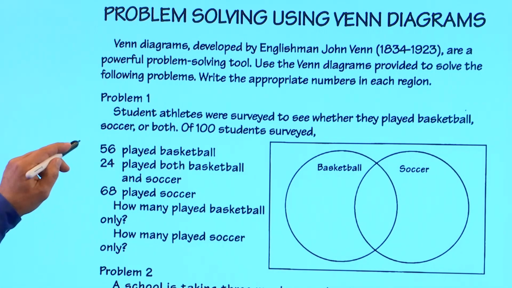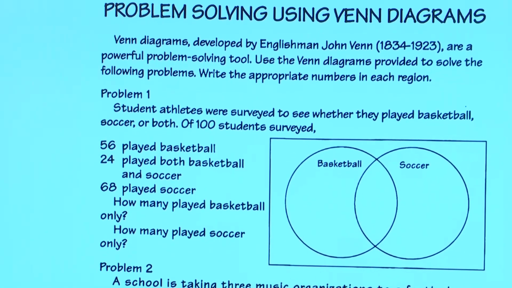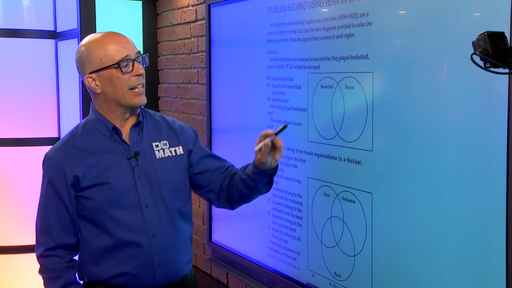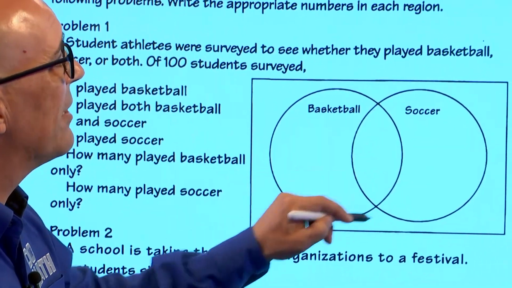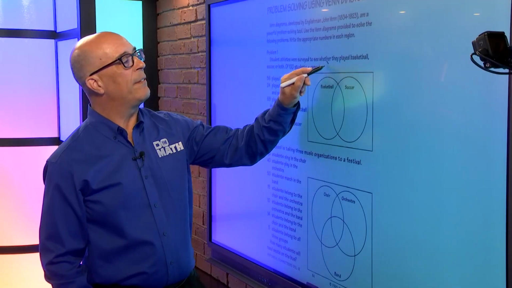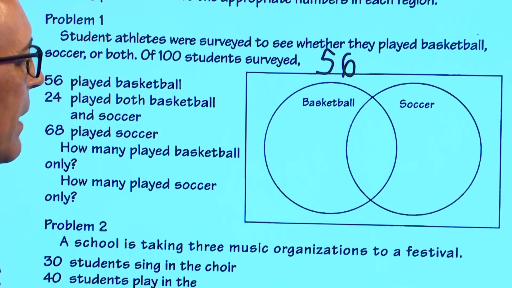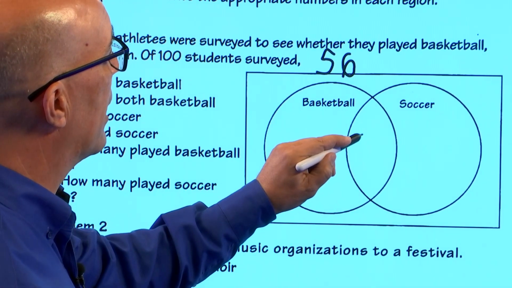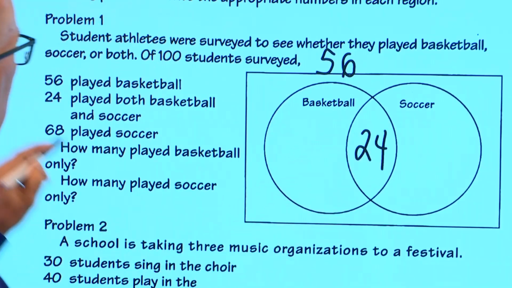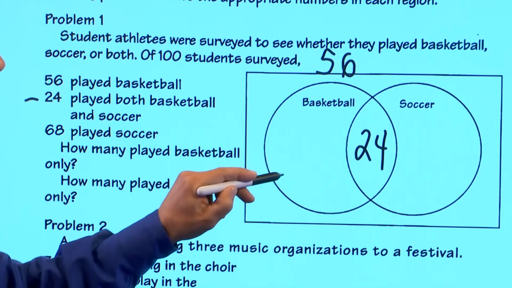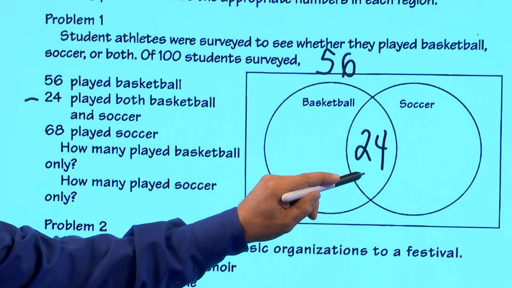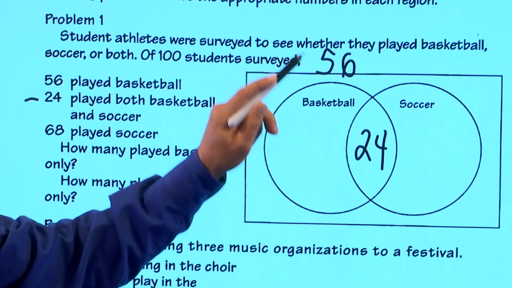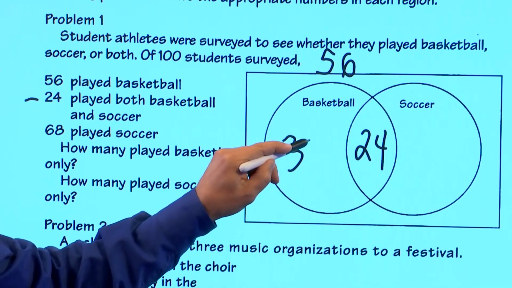It says 56 people played basketball. Now we can see there's basketball and soccer, but there's this intersection between basketball and soccer. So we've got 56 that can play basketball. 24 played both basketball and soccer. So in between here, we have basketball and soccer. We know that was 24. Now we know that 56 played basketball, but if 24 played both, we simply take 56 minus 24, we can get 32 right there.